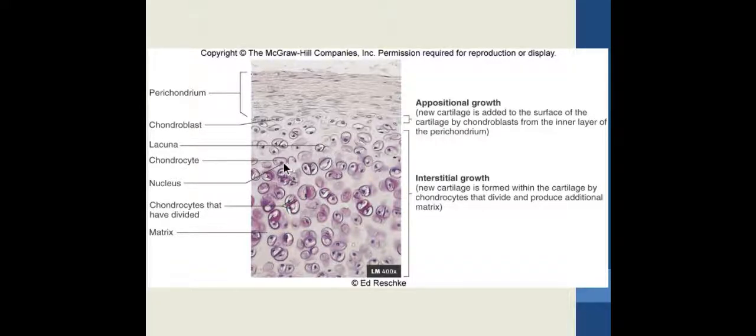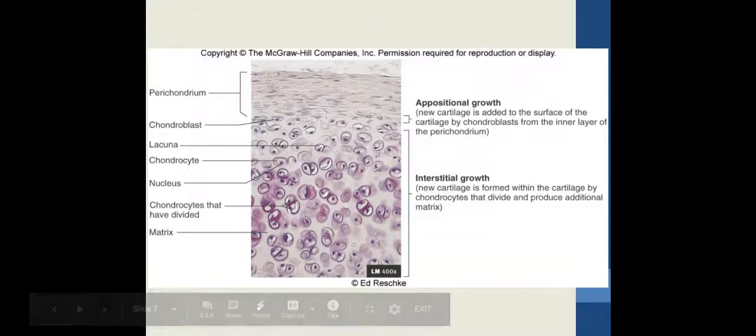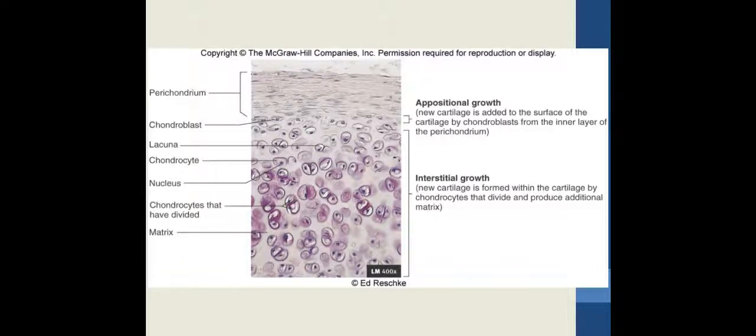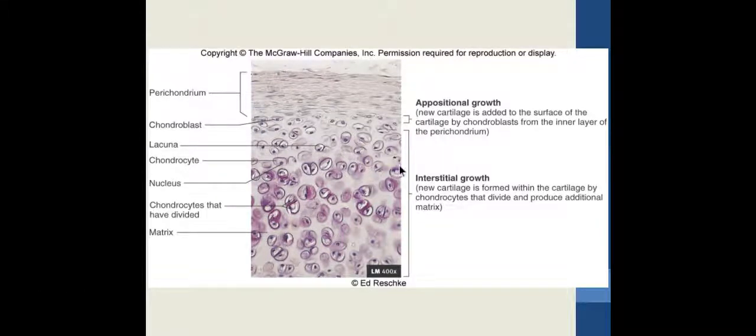You can see the nucleus of the cells in our cartilage. And then we do have here showing you that there are these chondrocytes that have divided. So there is this growth that's taking place. And then, of course, the matrix is all of this fibrous spaced out network as well. So you've got this appositional growth, that's the new cartilage added to the surface and sort of pushing outwards. And then the interstitial growth, that is formed when the chondrocytes divide and make more matrix as well. So sort of a length growing.